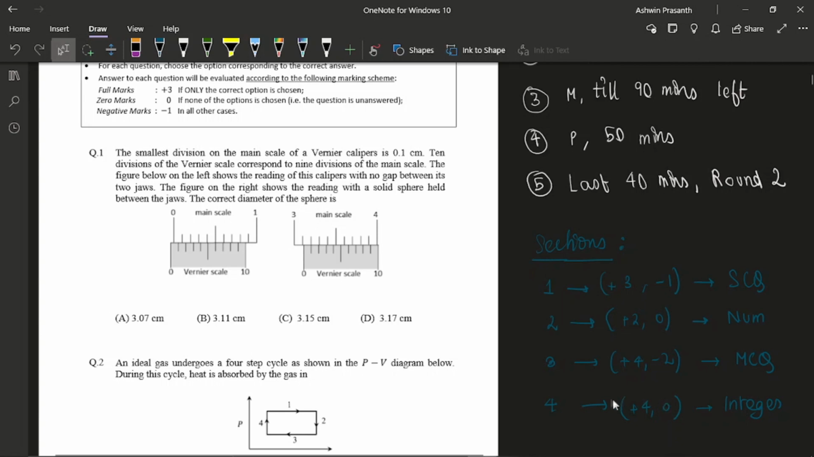So this is my suggestion. You should start with some section that you're comfortable with and also has less negative markings but still high weightage. So because of that, I settled on single correct because I was comfortable with those type of questions. Then I moved to section 2, which had 0 marks.